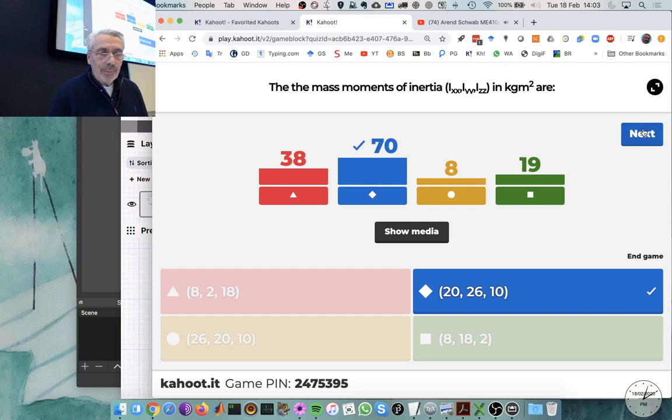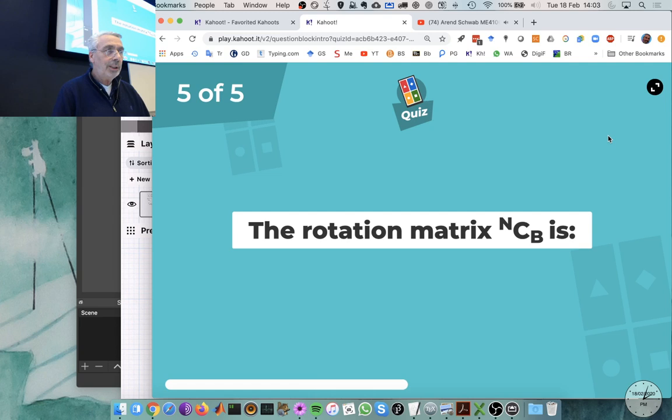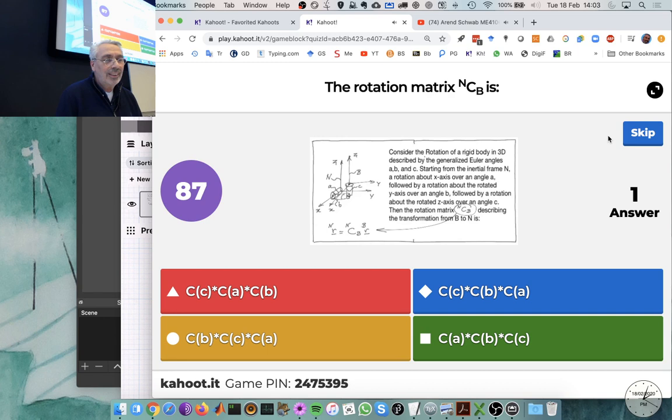The last one. The rotation matrix. Oh, bugger all. If you have the book with you, it's like a lookup question.